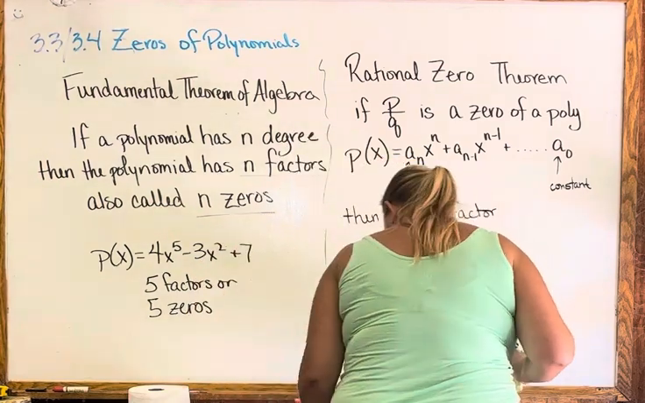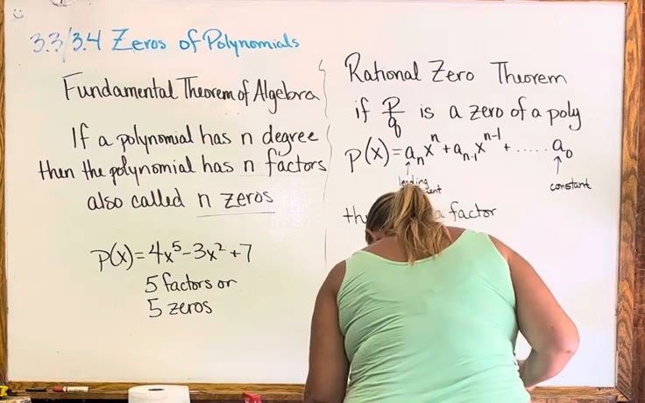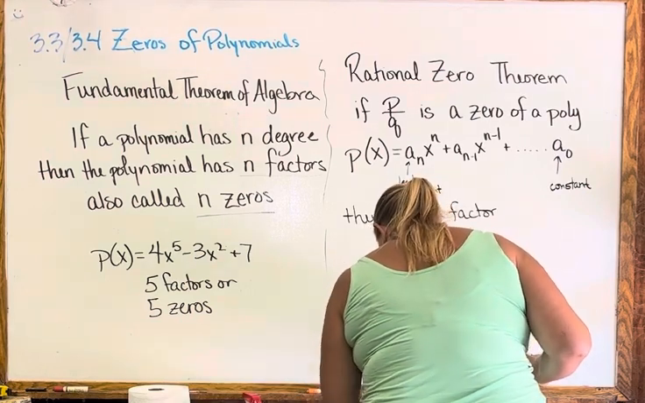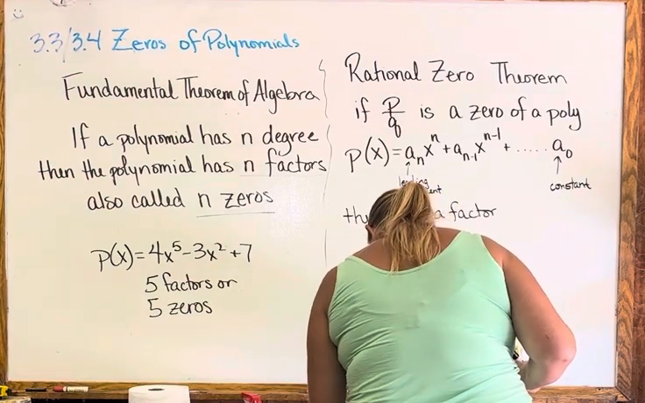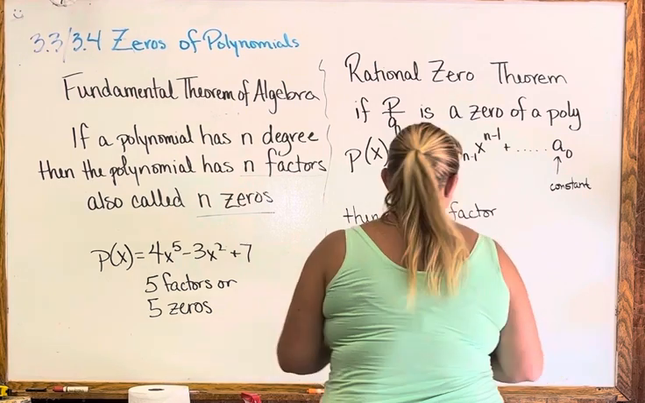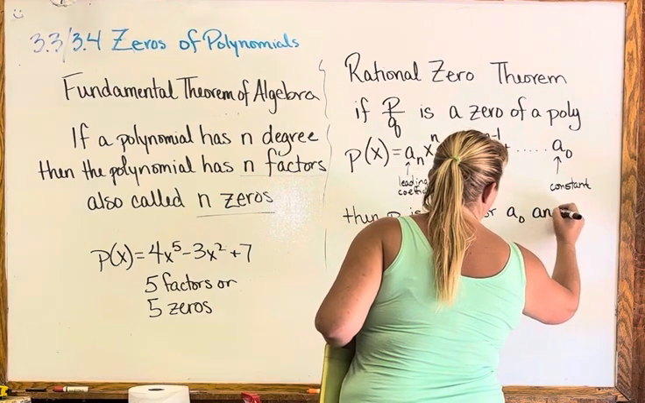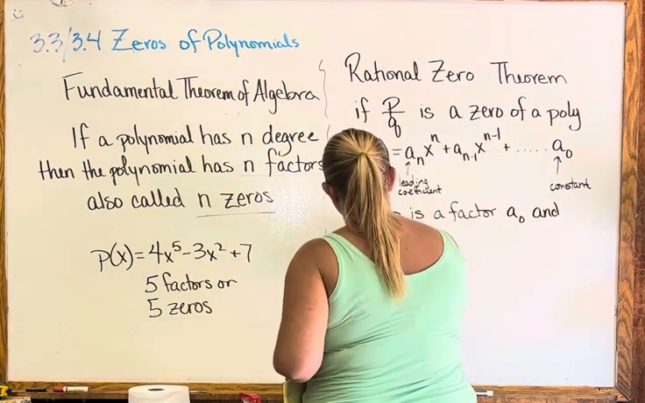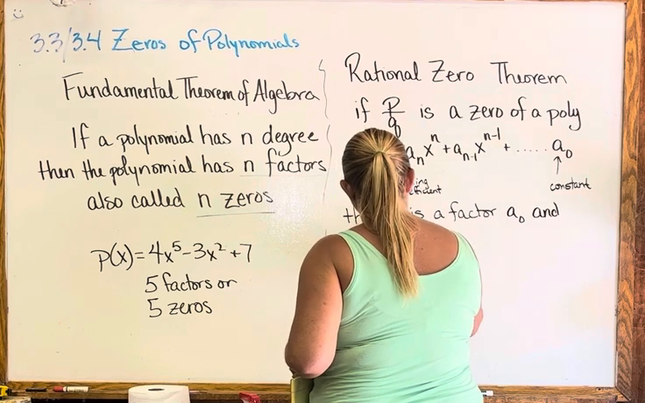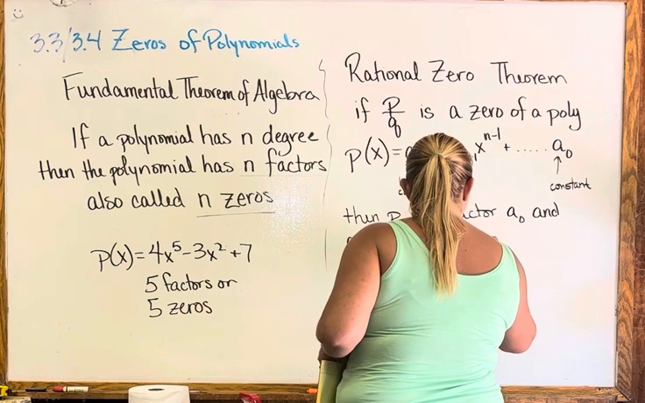It just occurs to me, I want to make sure that I write this down the correct way, so let me just look real quick before I write it down wrong, and then we have to go back and fix it. Okay, how did they write it? Let's get in the right section. Yeah, okay, so then P is a factor of A sub 0, and Q is a factor of A sub n.